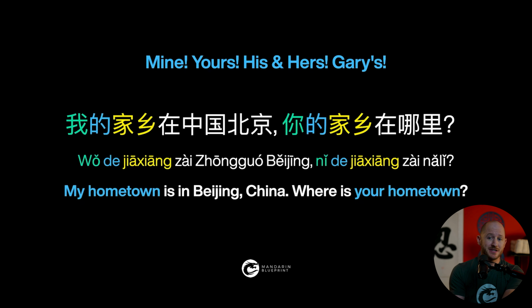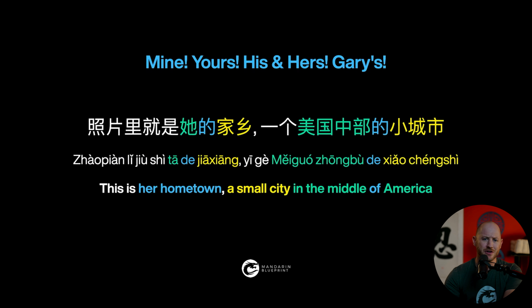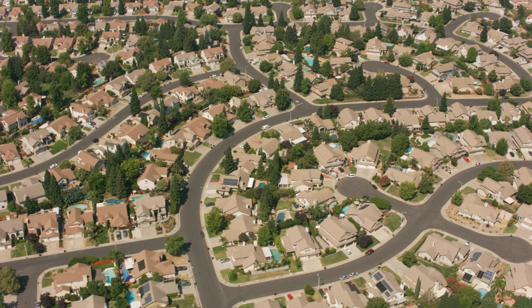Now, sometimes it connects nouns with a place noun, like a 家乡. This is just a hometown. For example, 我的家乡在中国北京. 你的家乡在哪里? This might happen. Somebody might ask you this. They'll probably skip right to asking about where you're from, but somebody might put this sentence forward. And suppose you're talking about your friend's hometown. You might say, 照片里就是他的家乡. 一个美国中部的小城市. This is her hometown, a small city in the middle of America.